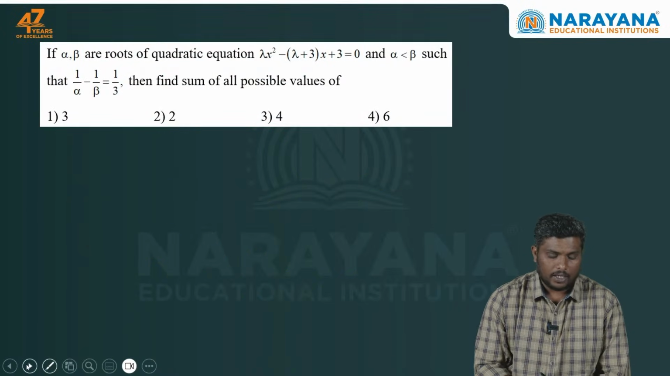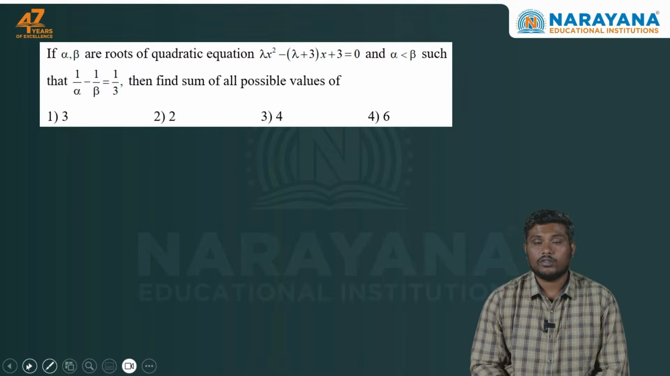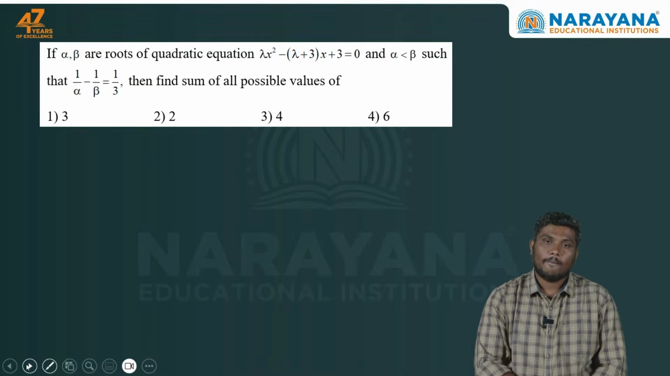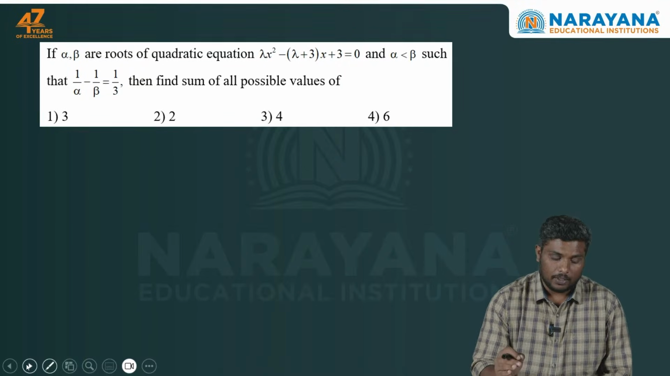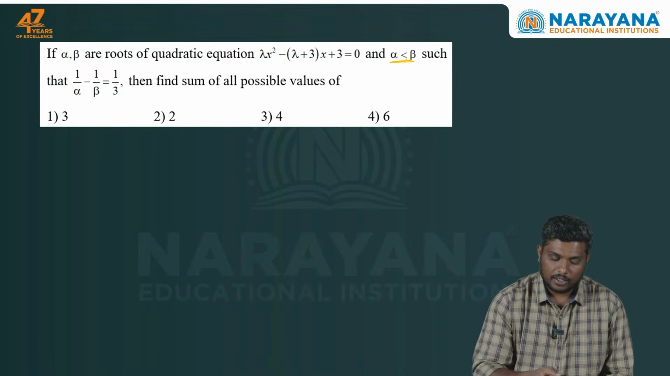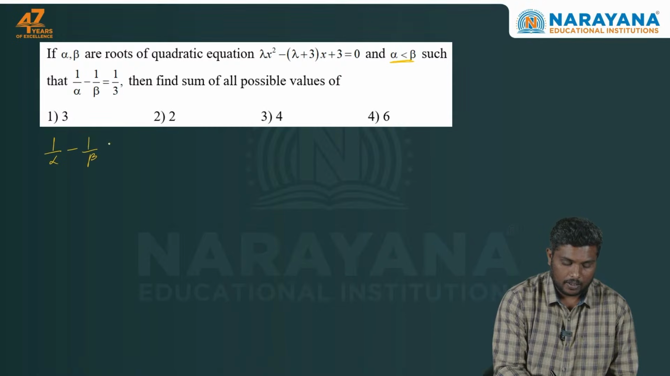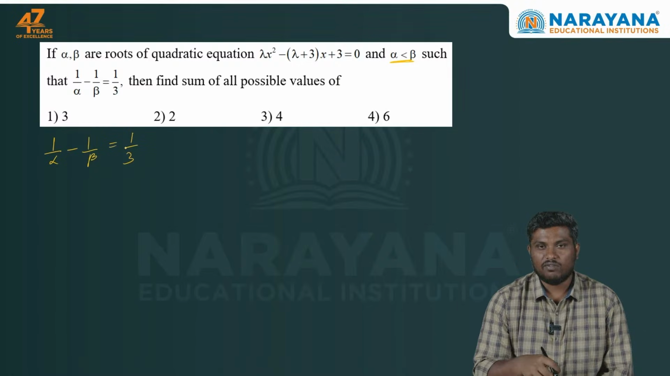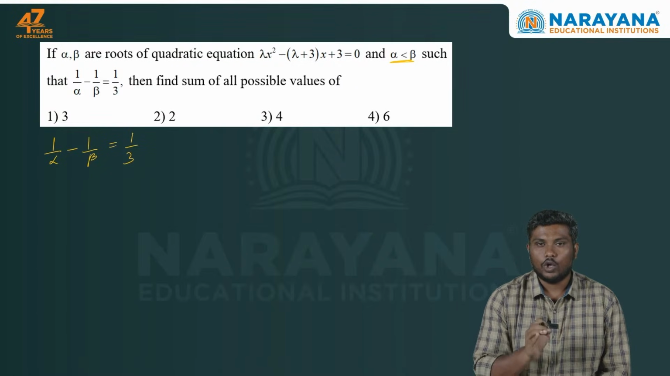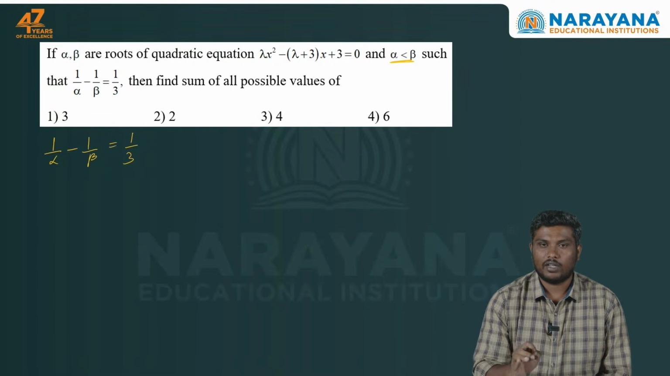If alpha, beta are roots of quadratic equation, very good. The question is from quadratic equations, guys. And once again, on simple calculation or fundamentals, alpha, beta are roots. Then there is a lambda unknown here. It is given that alpha less than beta, such that 1 by alpha minus 1 by beta is equal to 1 by 3. Again, what is the concept involved here? Relationship between roots and coefficients of a quadratic equation.